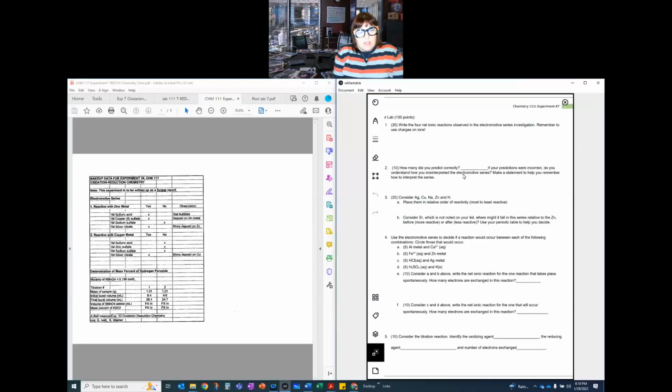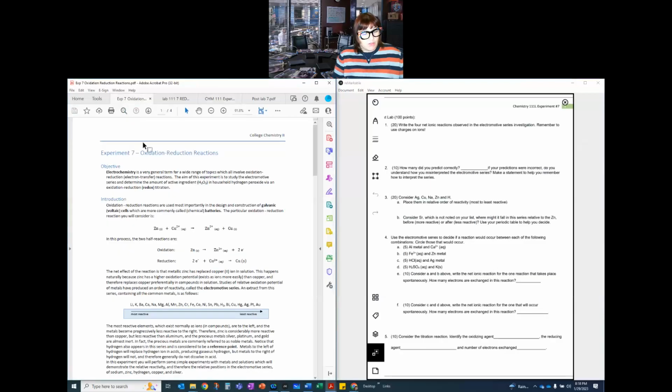You're supposed to figure out how to use that electromotive series to get it right next time. We need to consider Ag, Cu, Na, Zn, and H, and put them in order of relative reactivity. Now, that's supposed to be based on this. So those you will find in here.